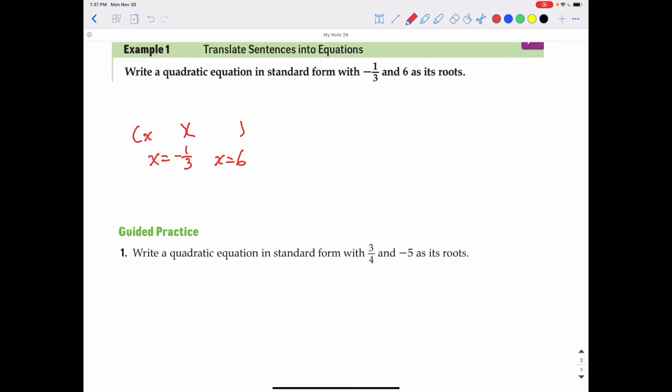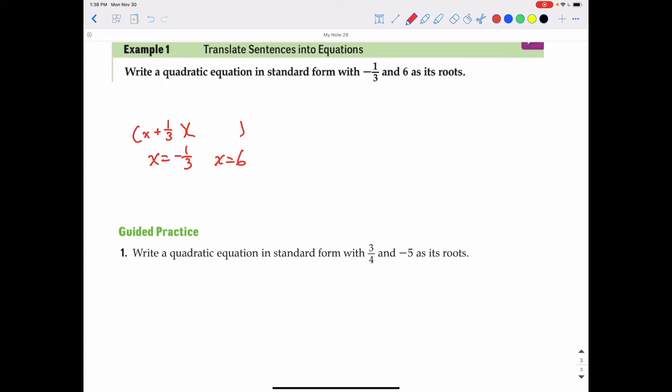So remember, you would have to do the opposite to get the negative 1/3 as your answer. So you would have x plus 1/3 would generate a solution of x equals negative 1/3 because you would have to subtract 1/3 from both sides of the equation.